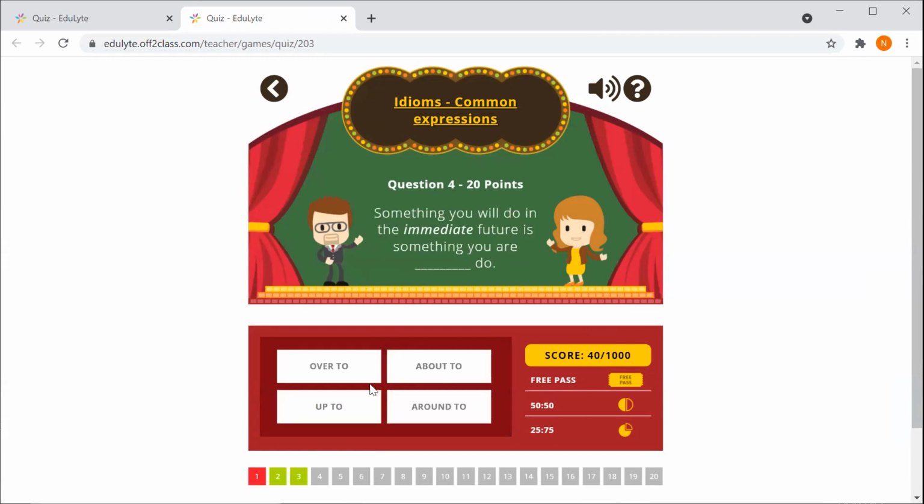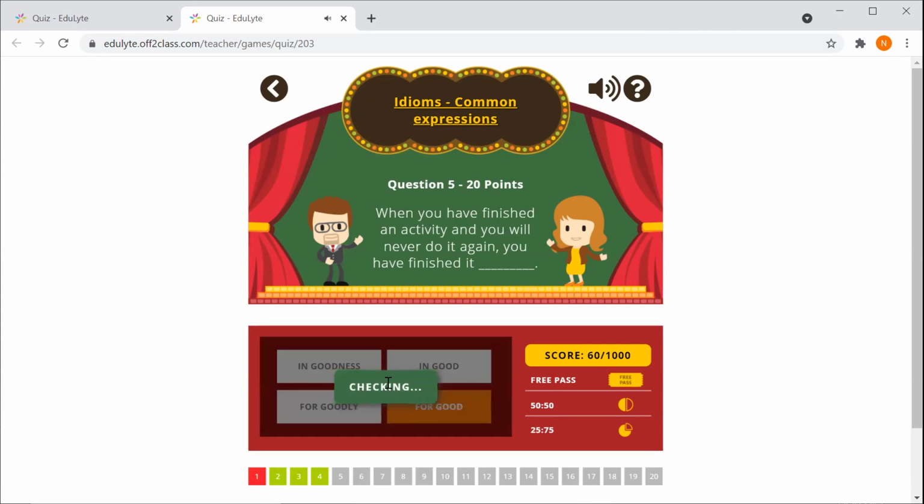Something you will do in the immediate future is something you are about to do. About to. Okay, next. When you have finished an activity and you will never do it again, you have finished it for good. Okay, next.